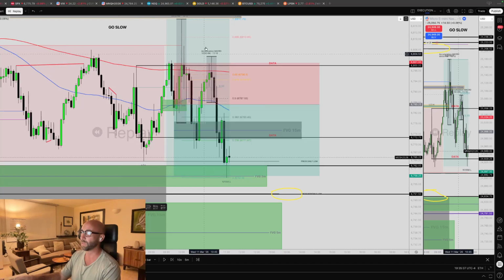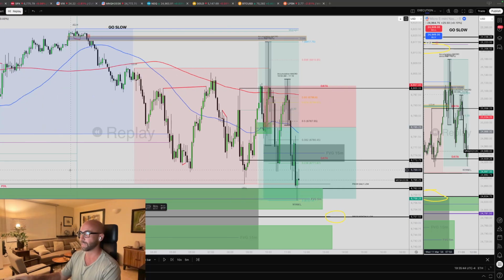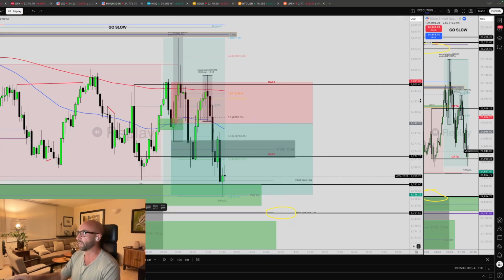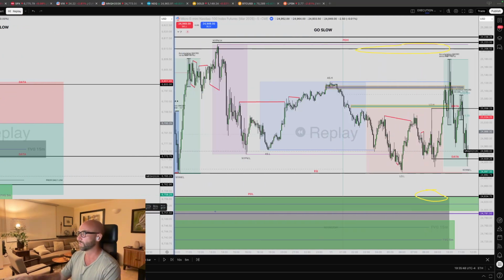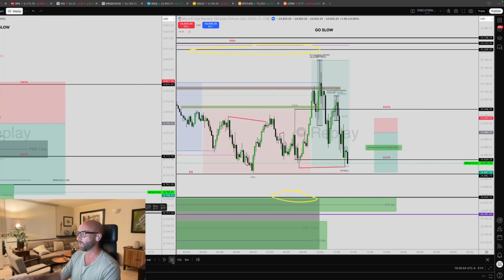So anyway, my idea for the day was right. We ended up coming up to this 1 hour fair value gap and then plummeting down to all these stack lows. So my read on price action was right. My execution wasn't great. And I ended up taking a trade later in the afternoon, which put me in profit for the day.